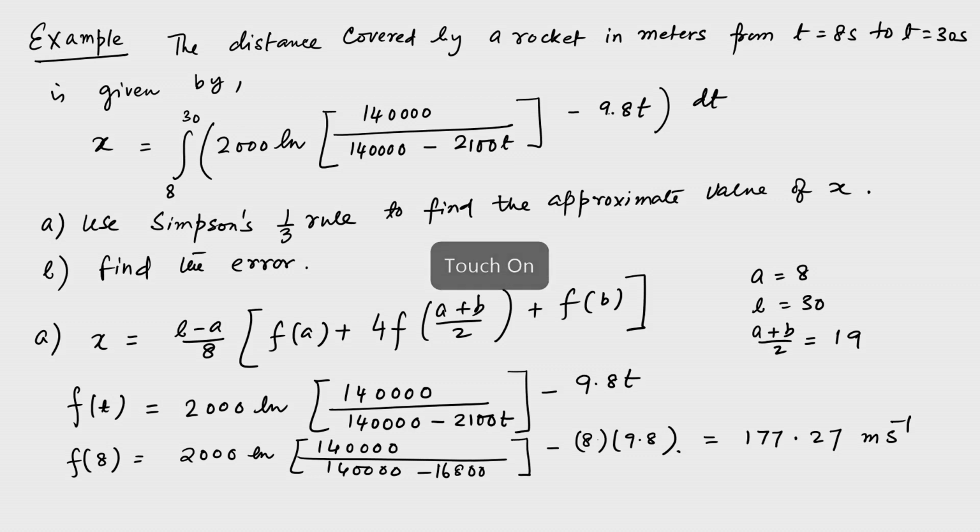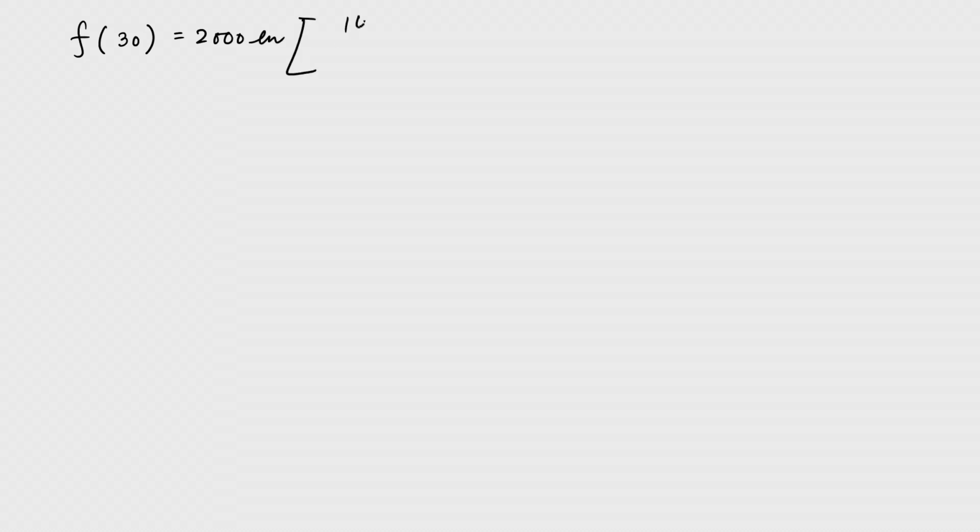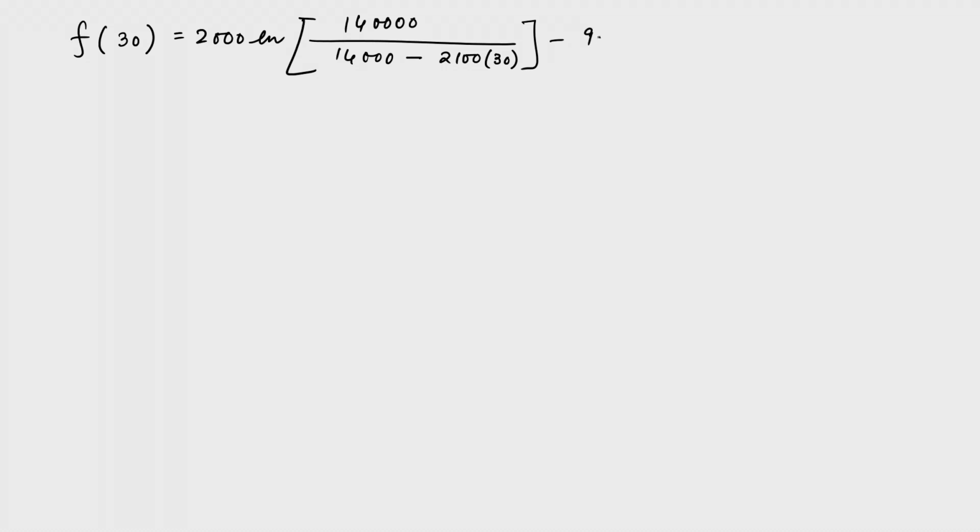Now, let us calculate the other two. So, f of 30, that is at the end point, is 2000 log of 140,000 divided by 140,000 minus 2130 times 30, minus 9.8 into 30. So, it is 901.67 meter per second.